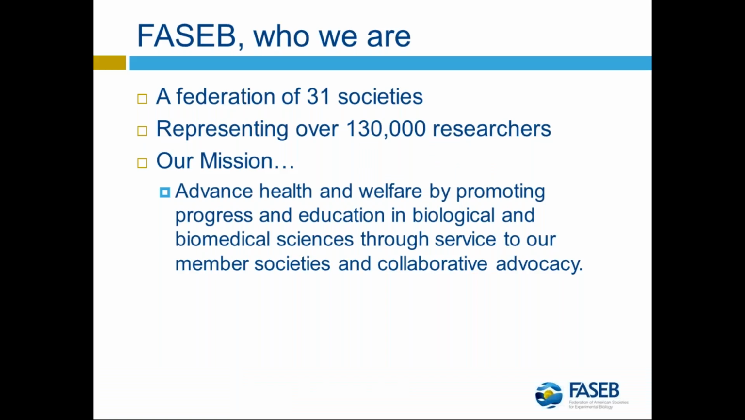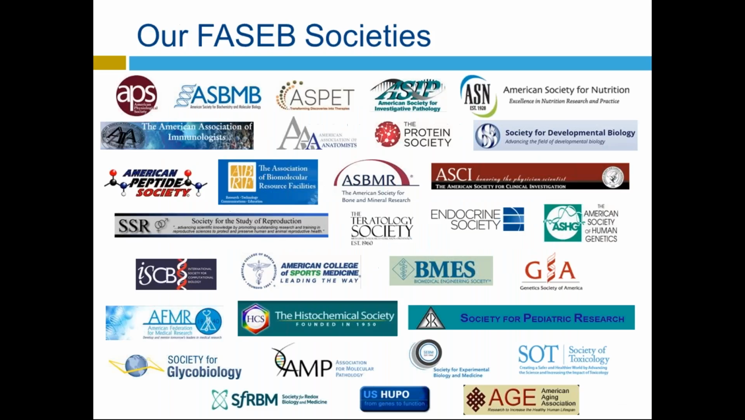So FASEB. FASEB is a federation of 31 biological and biomedical research societies. We represent over 130,000 individual researchers, and our mission is to advance health and welfare by promoting progress and education in biological and biomedical sciences through service to our member societies and collaborative advocacy. And here are our current FASEB member societies. Hopefully, many of you are familiar with at least one, or if not a couple of these logos. What we're very proud of is that we represent a diverse range of biological sciences.